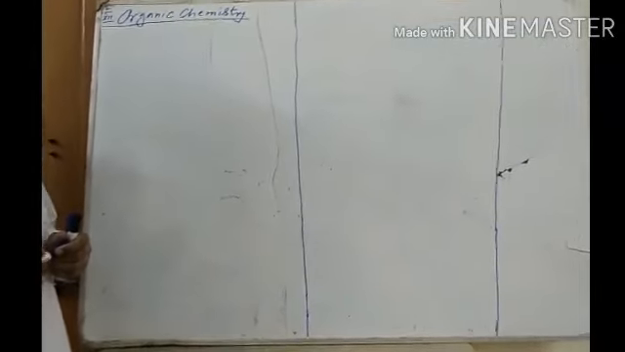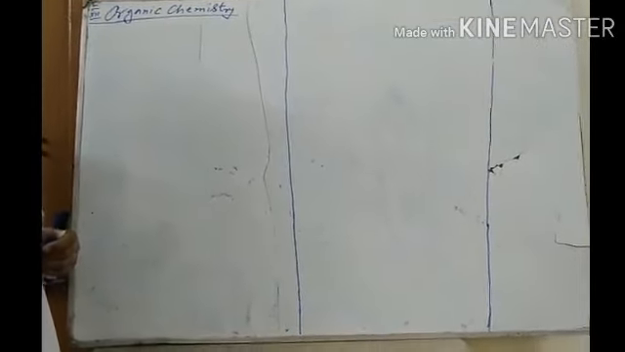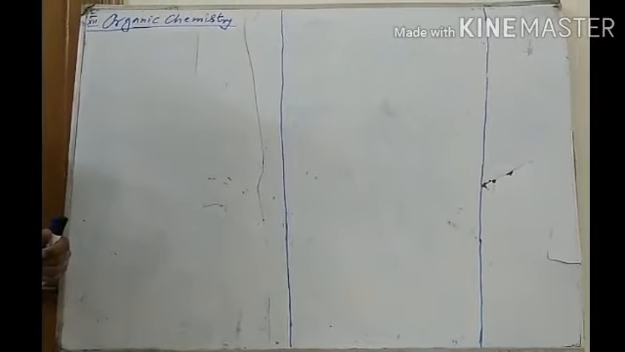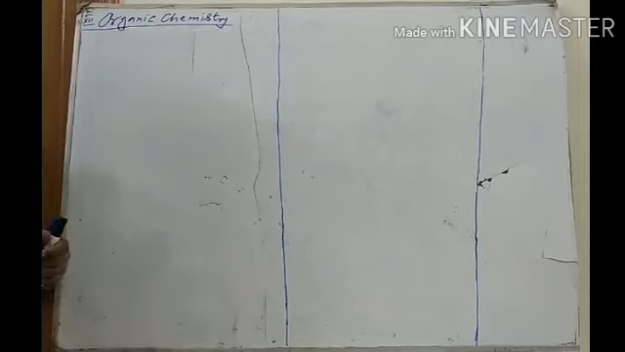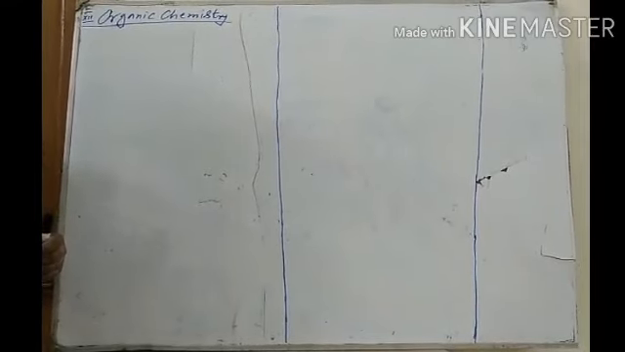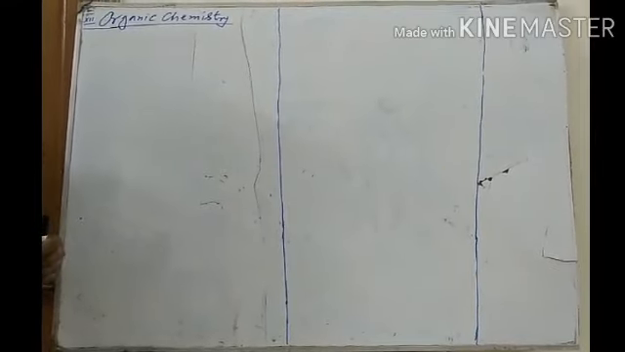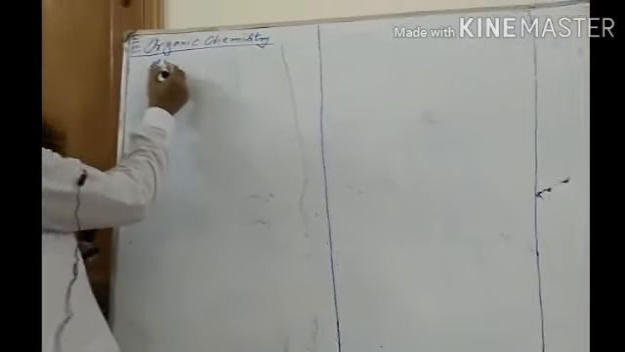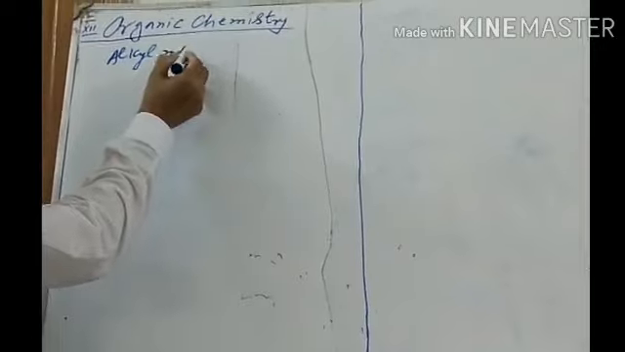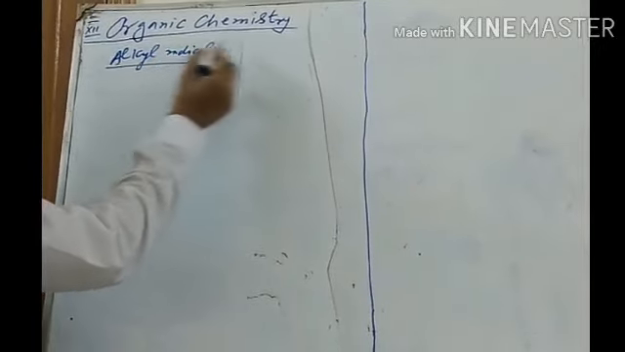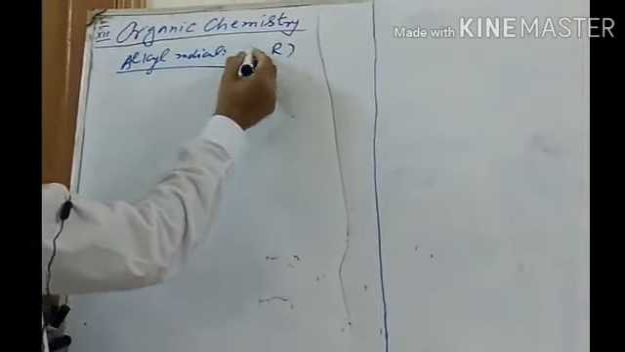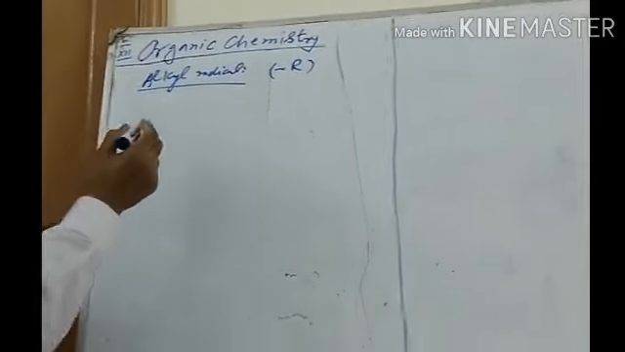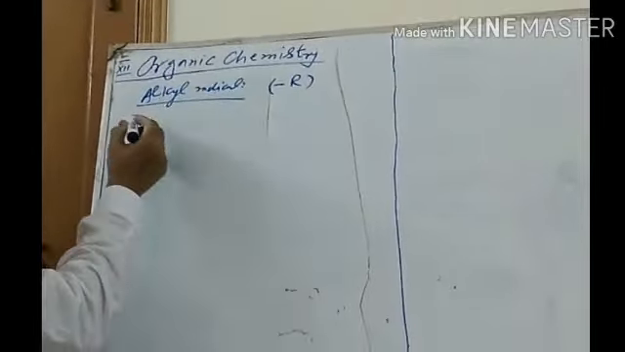Bismillahirrahmanirrahim. Dear student, you are familiar with organic chemistry, that is the alkane family, alkene family, and alkyne family. Today we will start the alkyl radical. It is represented by R and a hyphen. This hyphen represents the deficiency. How do we define this alkyl radical?